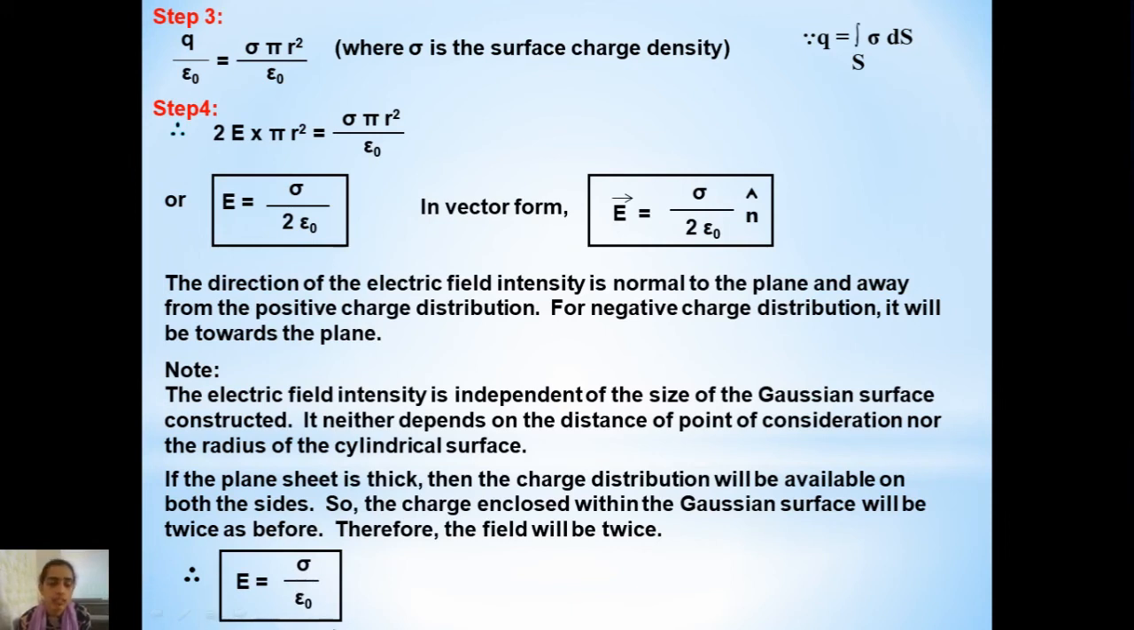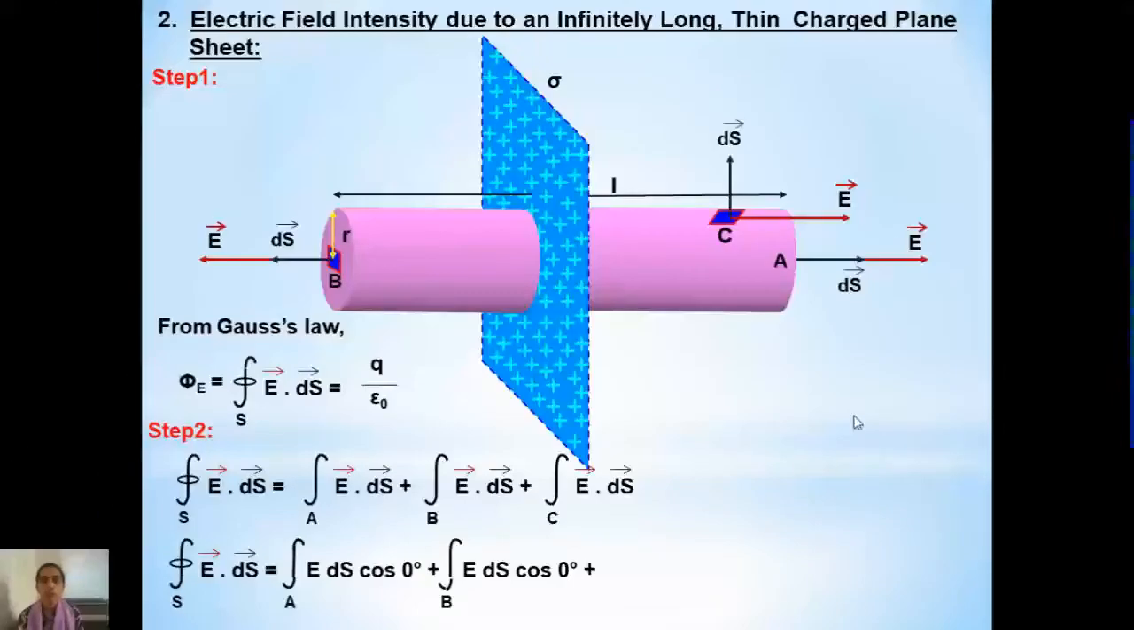So this is the equation which we will use if we are assuming that the charged plane sheet is a thick plane sheet. Okay, for a thin plane sheet we use this equation, that is E is equal to sigma over 2 epsilon naught. Okay, so let's have a quick review over the complete derivation.